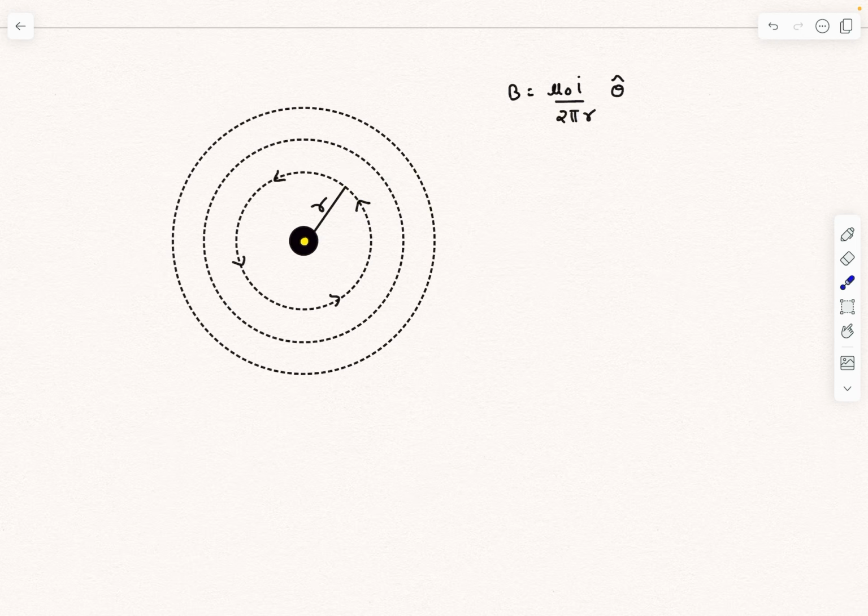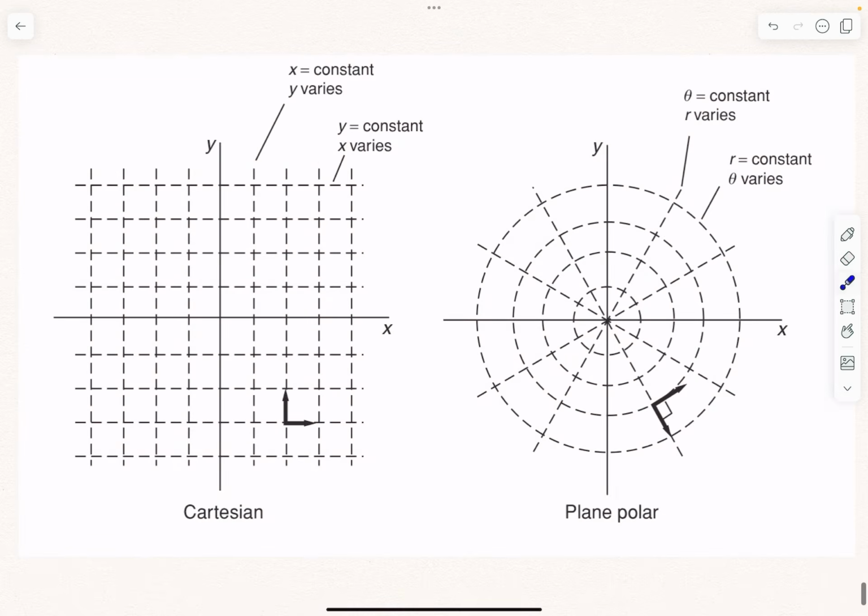Now the magnetic field at any general r is in the theta cap direction. So therefore we are going to be performing B dot dl using polar coordinates. Okay, so first let's try to discuss what is dl in polar coordinates. We'll be using this diagram over here.